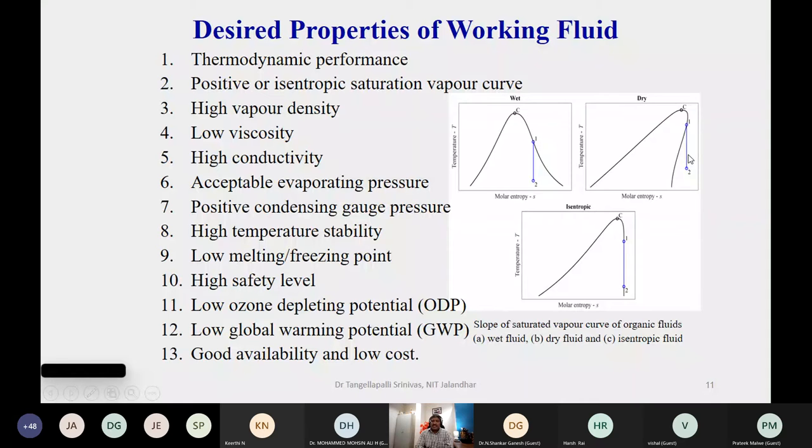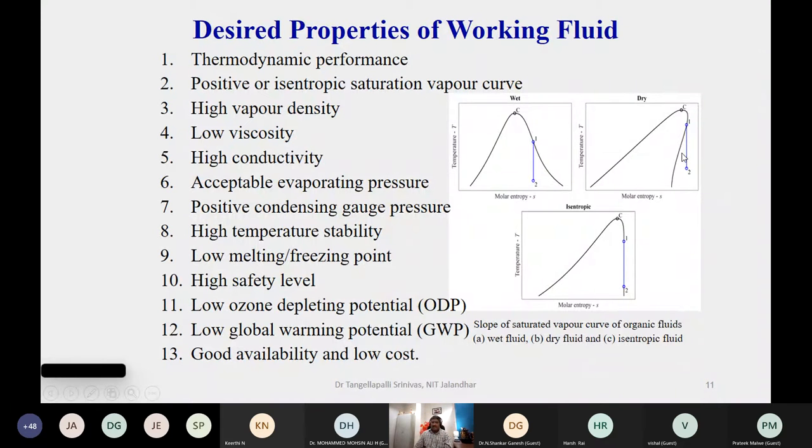That's why in the organic Rankine cycle, the steam vapor reheater is not mandatory. Reheating is not mandatory. Superheating is not mandatory. Even saturated vapor is sufficient for power generation. Even isentropic also. You see here, this is isentropic expansion. Slope is zero in the third one. Even at isentropic expansion, it is almost dry. You can see slightly to almost dry.